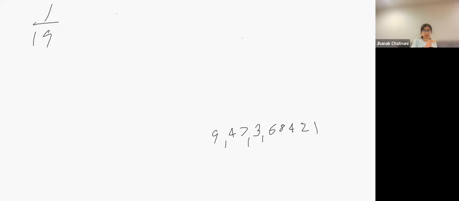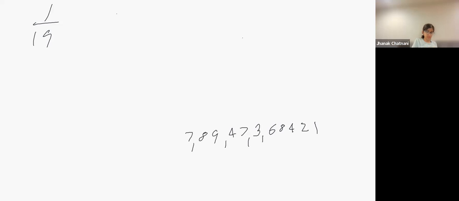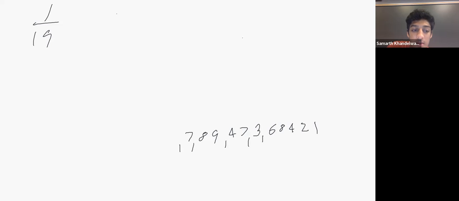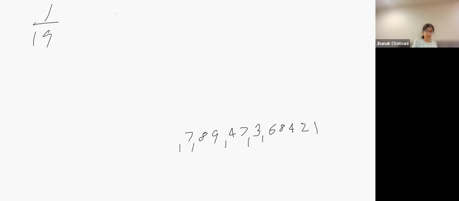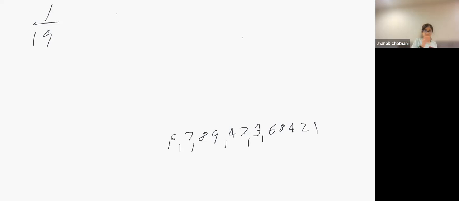So what's the next thing we're going to write down? 8. What's the next thing we write? 7, but then you also have to carry the 1. What's the next thing we write? 5, carrying the 1. Now what's the next thing we write? 11. 1, carrying the 1.